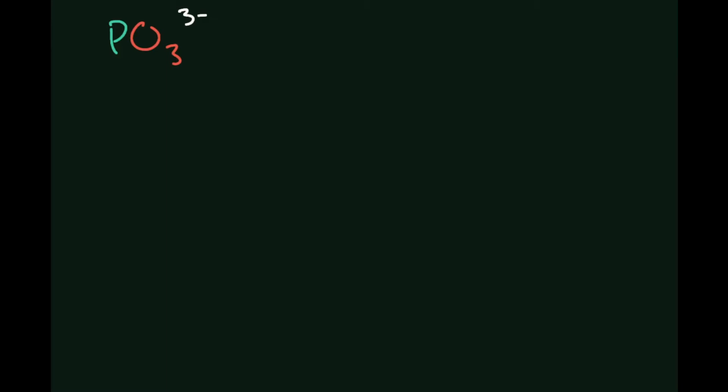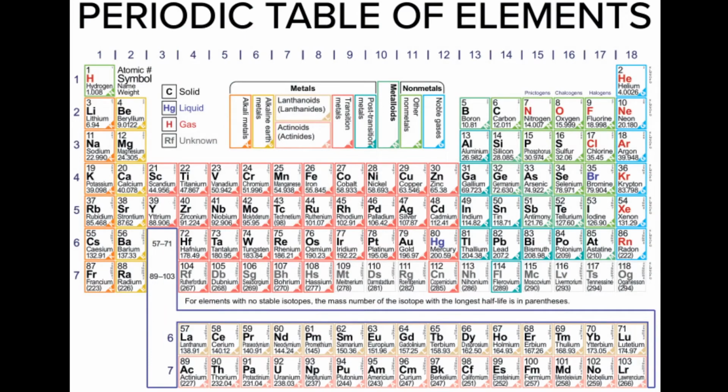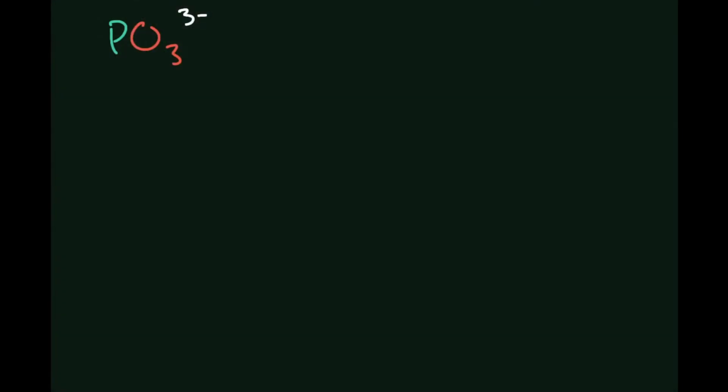So to find the number of available electrons, we're going to do the same thing that we did before. So let's go back to our periodic table. So we have phosphorus, that's in group 15, so it's going to have 5 valence electrons. Oxygen is in group 16, so it'll have 6 valence electrons. So now let's try to find the number of available electrons. So phosphorus, we said, it's going to have 5 valence electrons, and since it's only 1, we'll multiply it by 1. So 5 times 1 is 5.